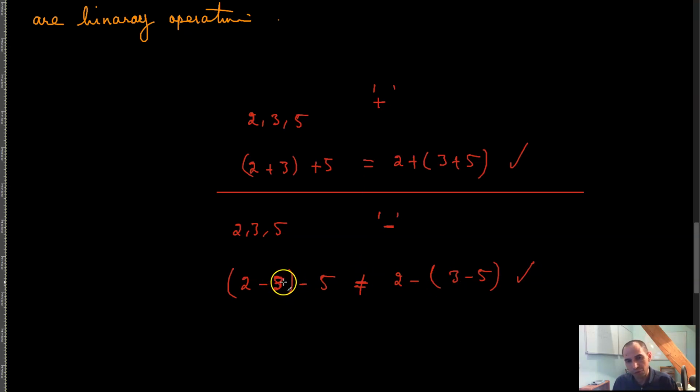Which means that you can say that the binary operation of addition on the set of real numbers is associative, but the binary operation of subtraction on the set of real numbers is not associative. When you want to consider subtraction or division, you explicitly have to specify which number is being subtracted from which number, or which number is being divided by which number. For example, 3 divided by 2 is not the same thing as 2 divided by 3. They are different numbers, of course.